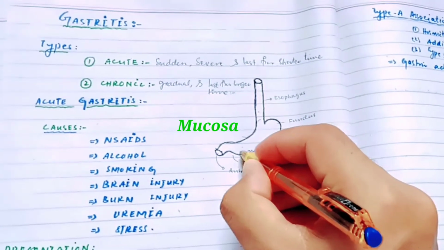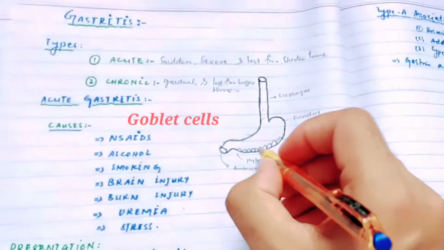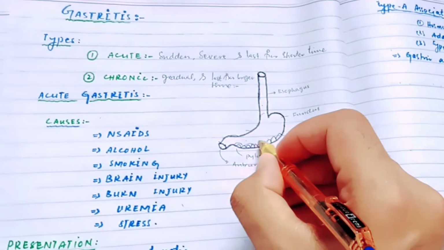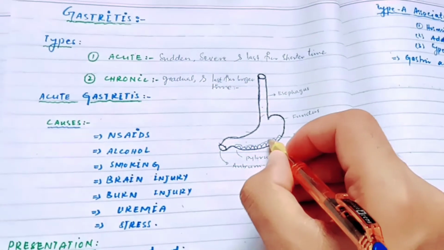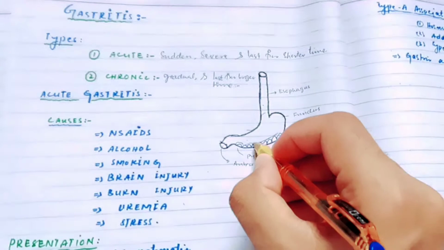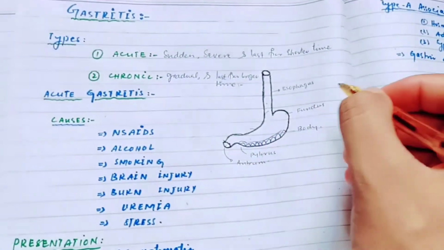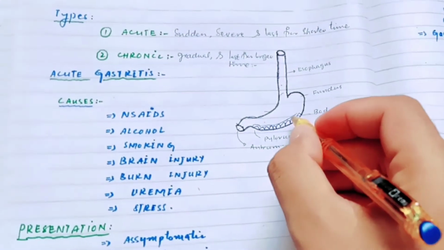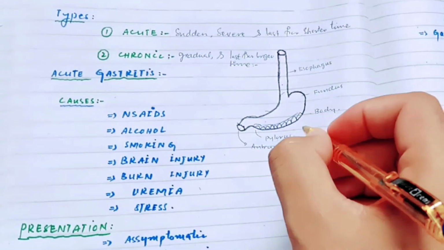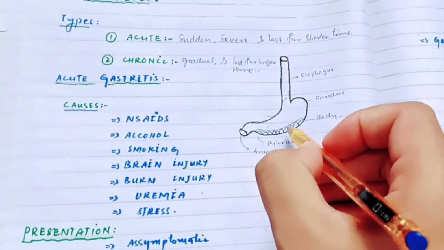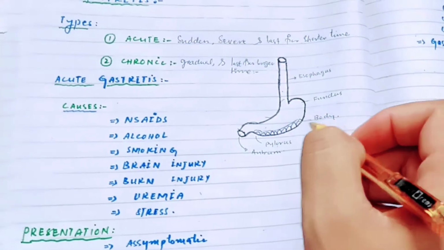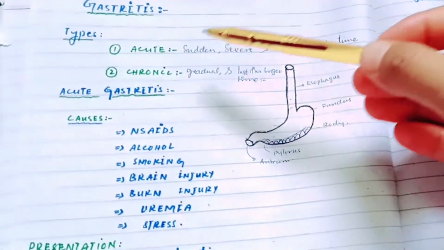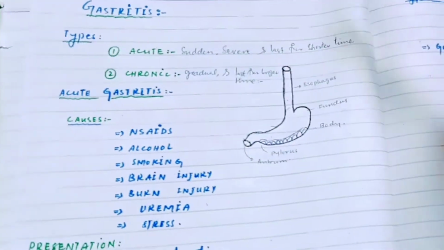And the mucosa has a special type of cell called a goblet cell, and these goblet cells produce mucus. Here you can see, this mucus covers the mucosa of the stomach and protects it from the stomach acid. So when there is any pathology in the production of mucus, the mucosa will be exposed to the stomach acid and it will inflame and irritate the stomach, which is called gastritis. There are two types of gastritis. One is acute gastritis, the other is chronic gastritis.